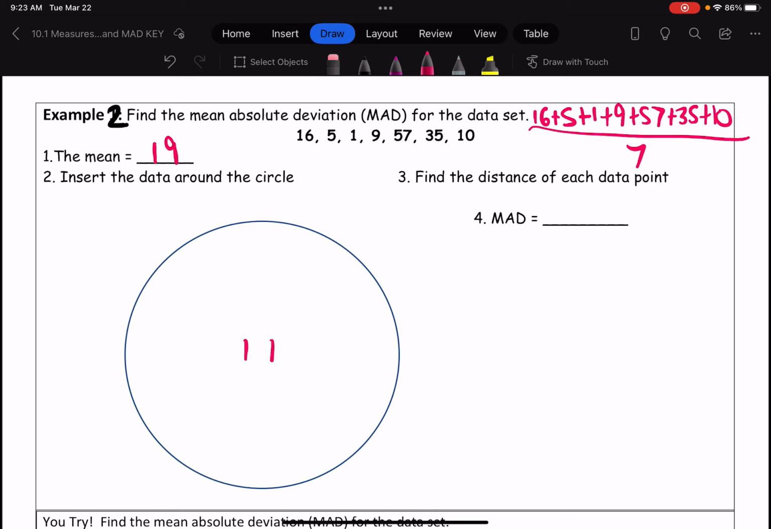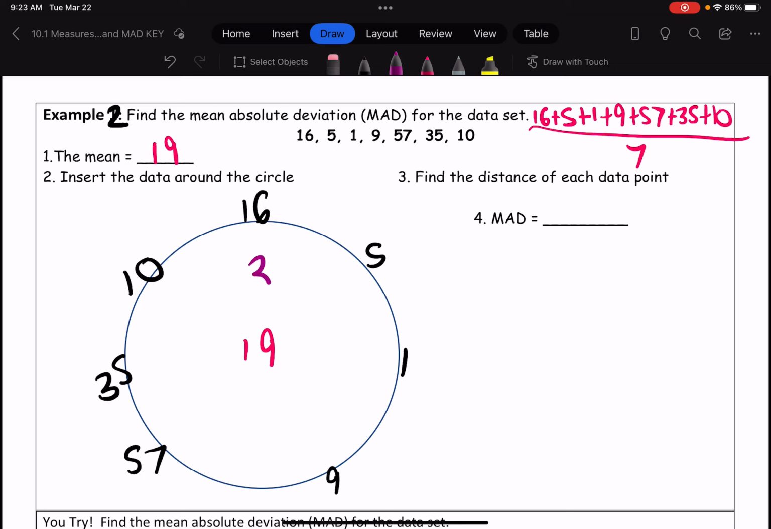So our mean is now going to go in the center, and our terms are going to go on the outside. So I have a data point at 16, 1 at 5, 1 at 1, 1 at 9, 1 at 57, 35, and 10. So now I have to find the distance between these data points and the mean of the data set.